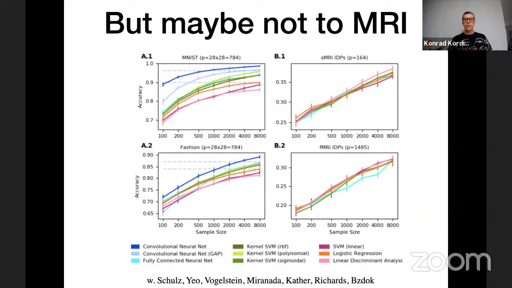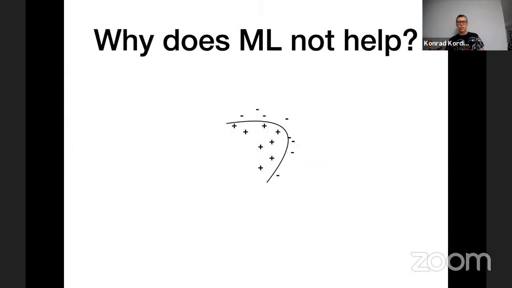But the interesting thing is if we then apply these methods to fMRI or structural MRI data for a broad range of tasks. I can just refer you to the paper there. There, it doesn't seem to help all that much. And in fact, linear approaches work surprisingly well. Now, what's our intuition for that?